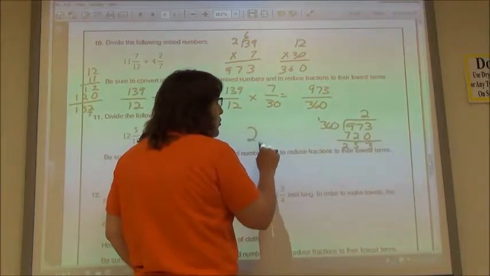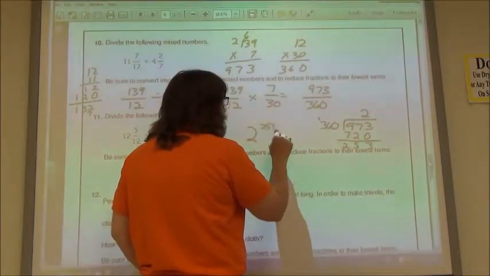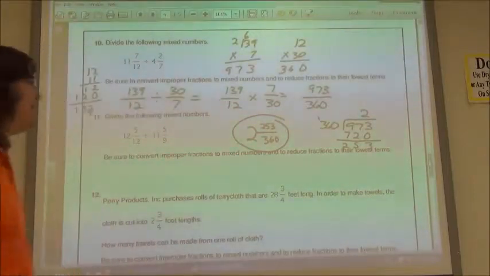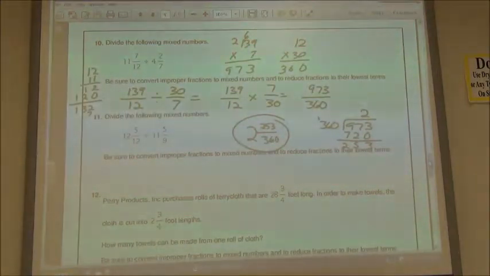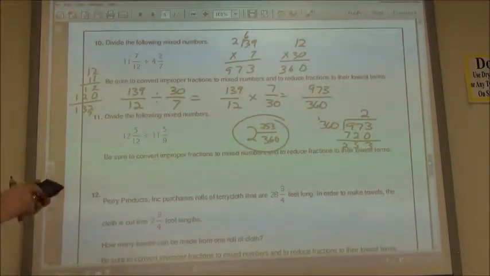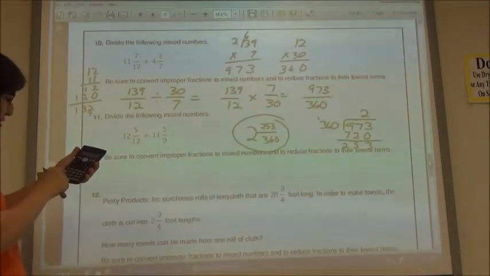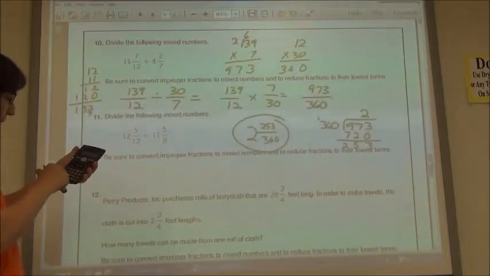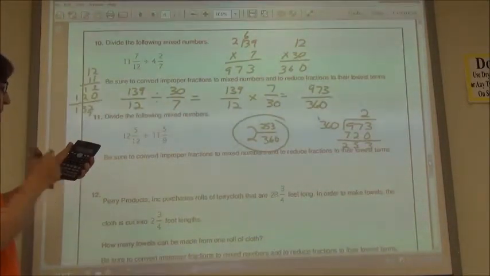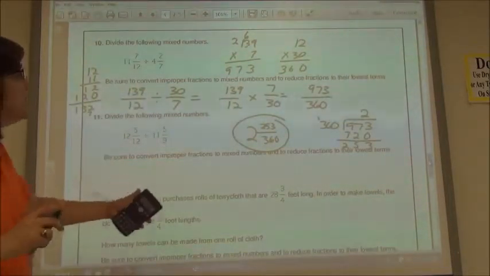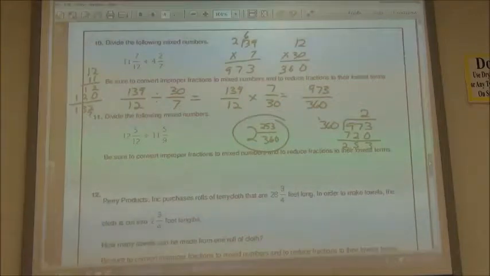So I have 2 and 253/360. Lovely. And so just double checking that answer, I took 11 and 7/12ths, I divided by 4 and 2/7ths, and I got 2 and 253/360, which is what we ended up with, so we did it right.